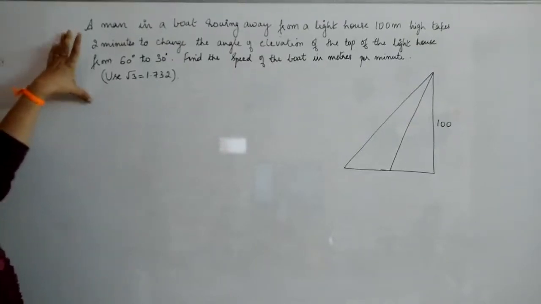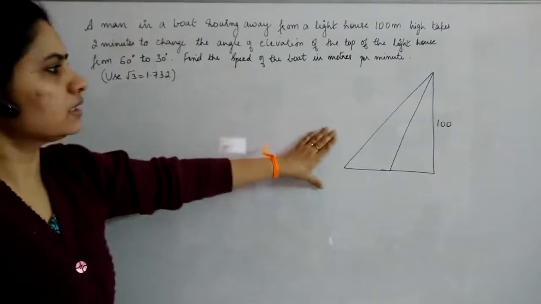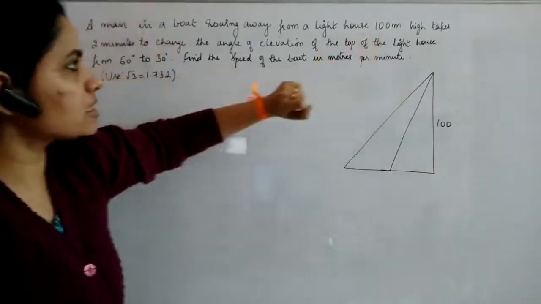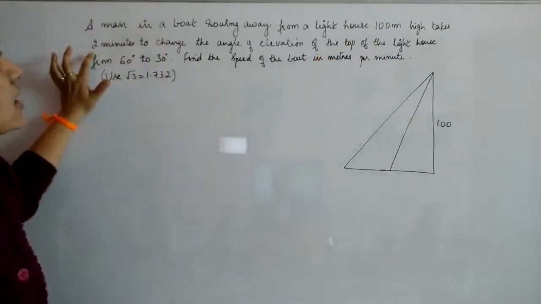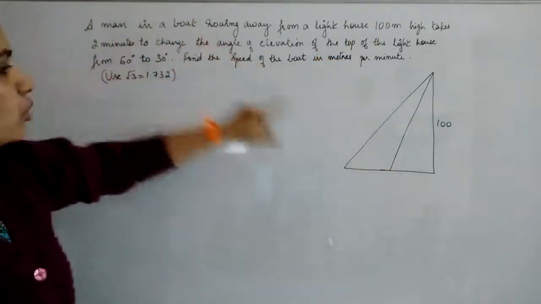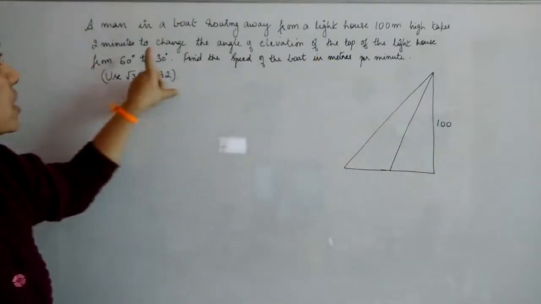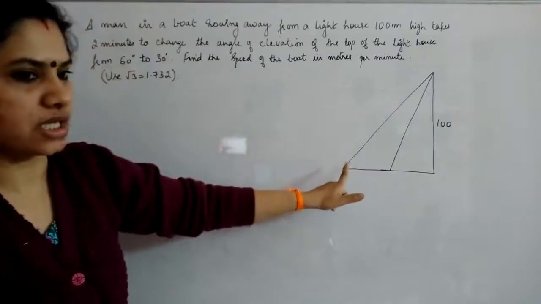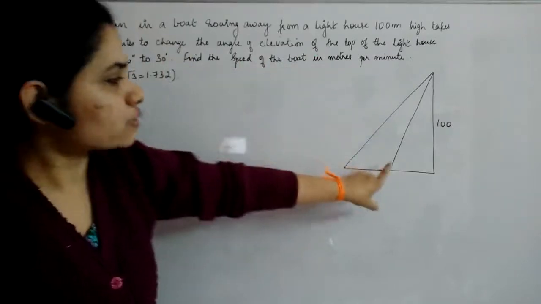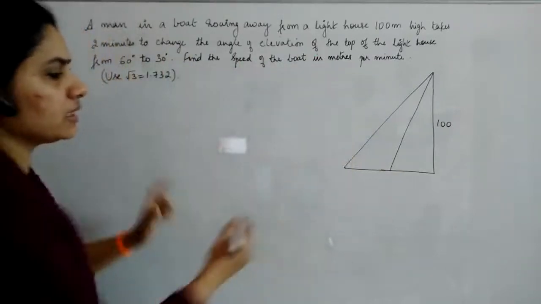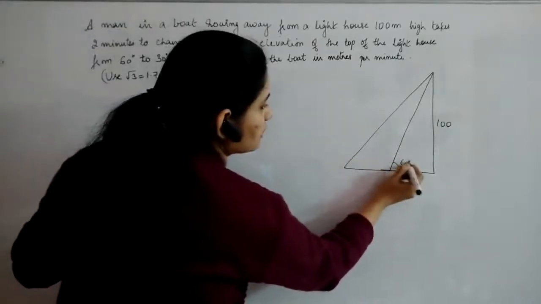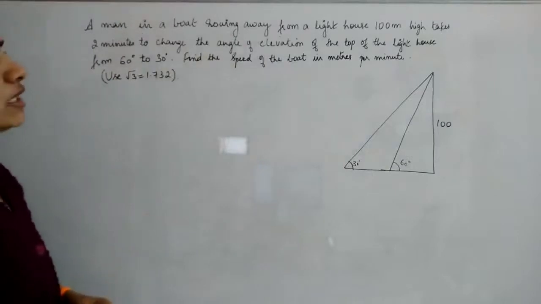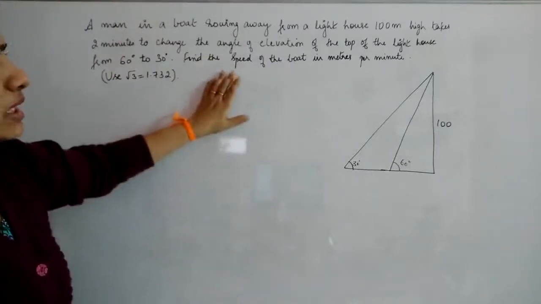So according to the question, I have drawn a figure in which this is the lighthouse and its height is given to be 100 meters. What they are saying is that the boat changes its position, and after 2 minutes it reaches somewhere else, so the angle of elevation also changes. First it was 60 degrees and after 2 minutes it became 30 degrees. What we need to find out is the speed of the boat in meters per minute.